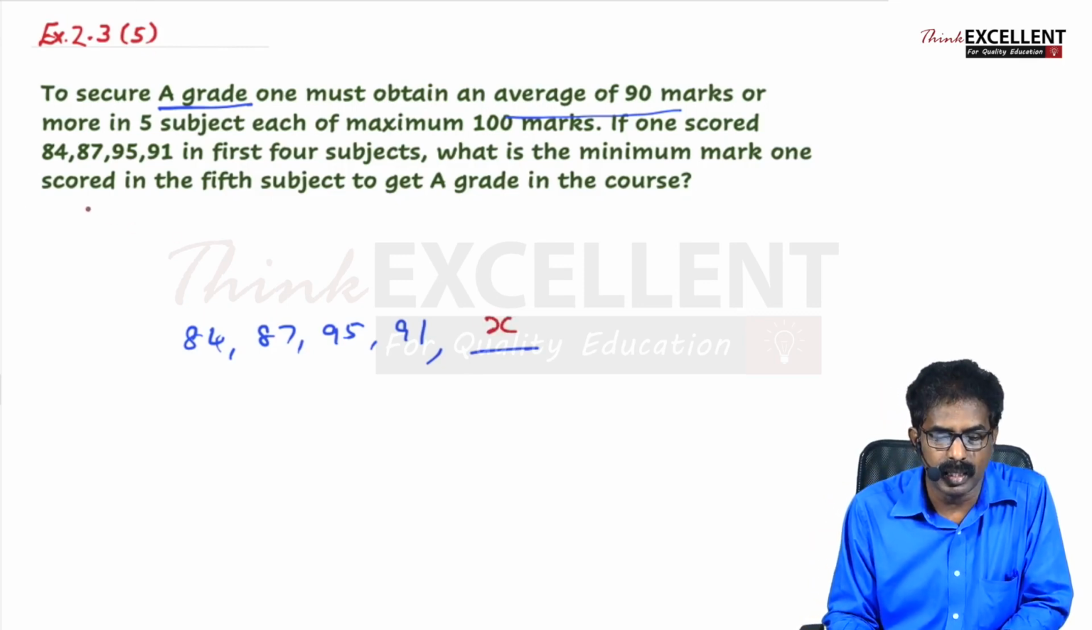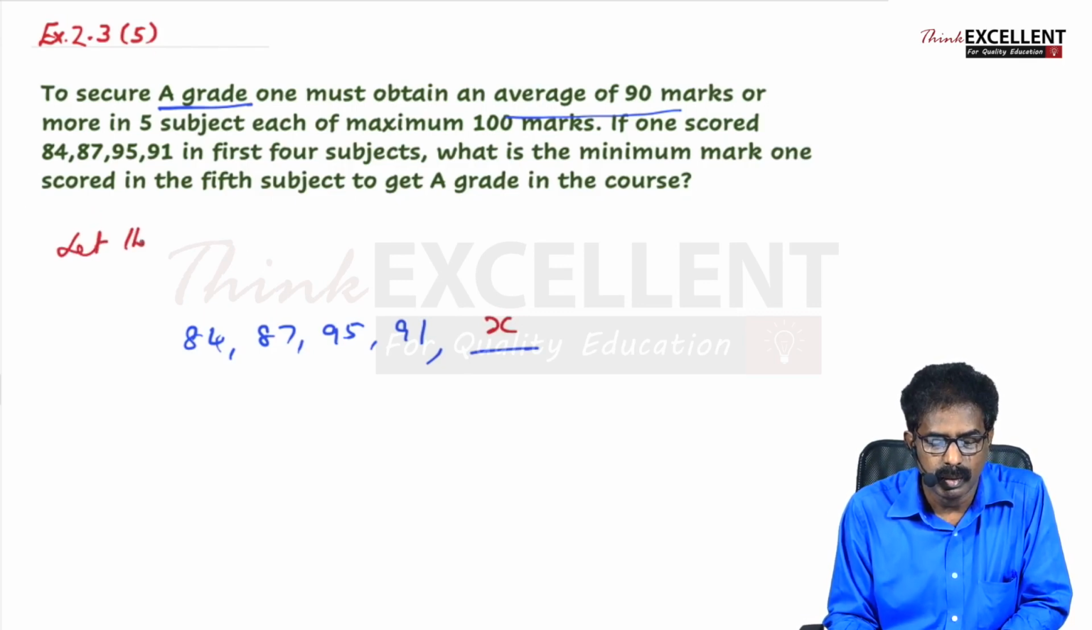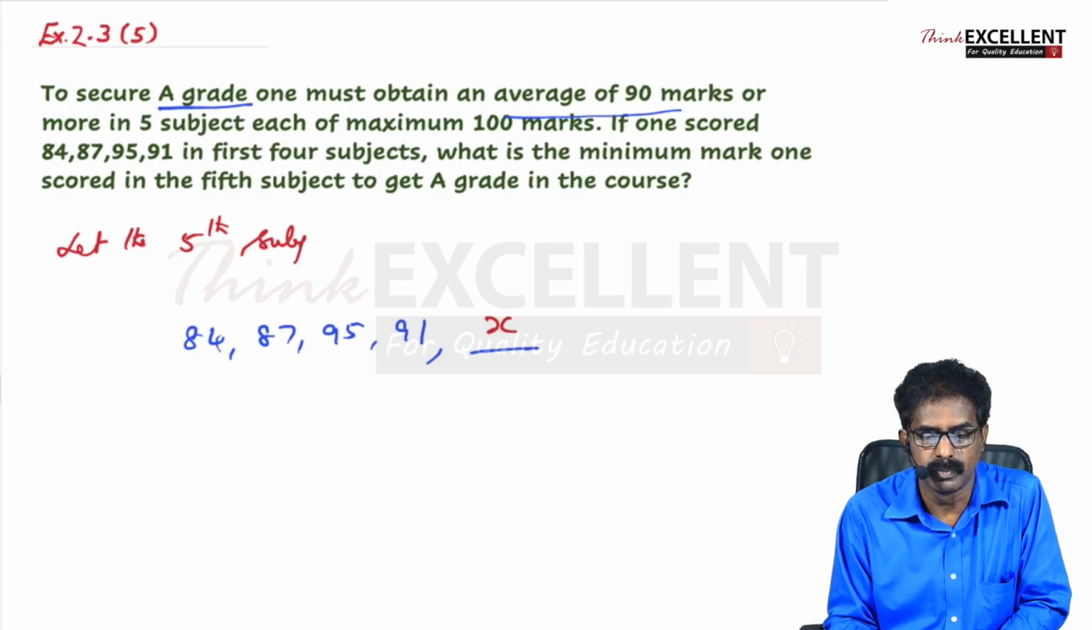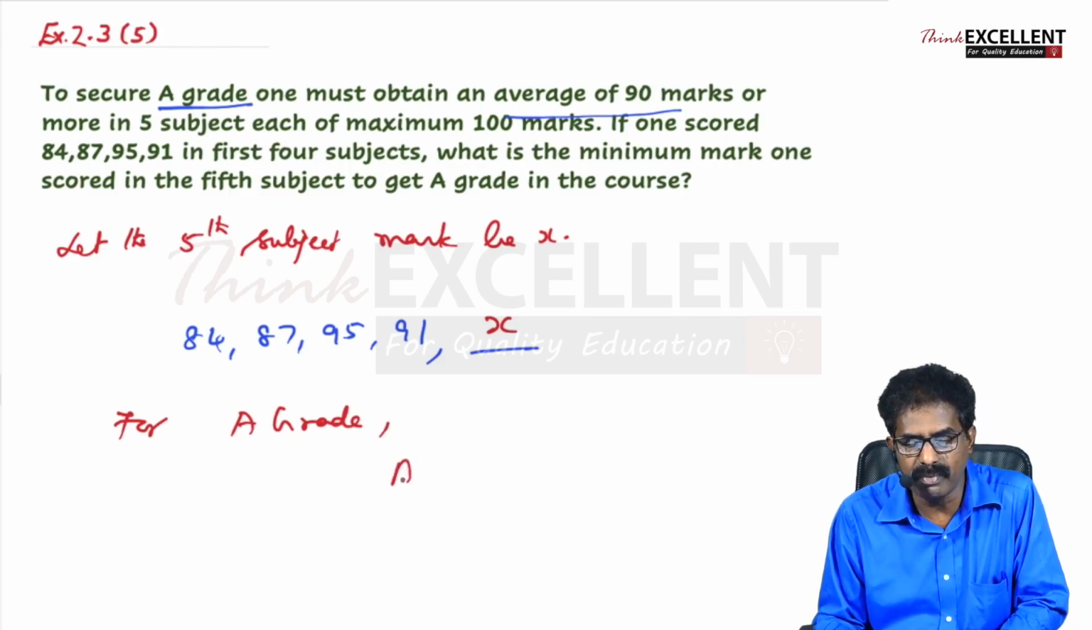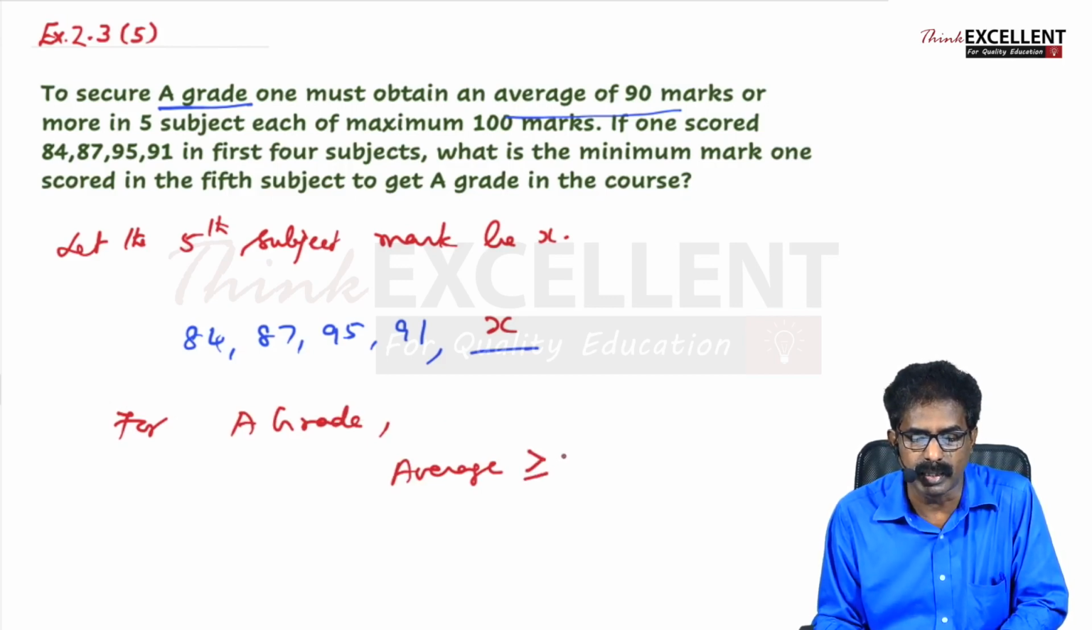X. Okay. Let the fifth subject mark be X. Okay. So for A grade, average must be 90 or more, right? Average score must be at least 90. So 90 or more. Average means what?